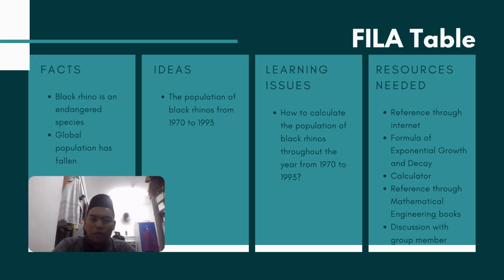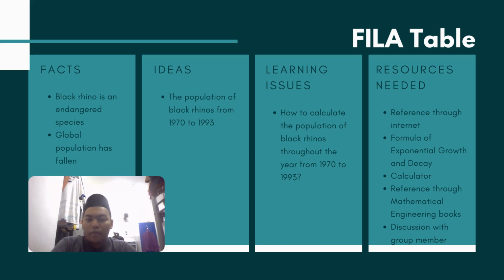Now we will talk about the filler table for the population question. The filler table consists of 4 things, which are the facts, ideas, learning issues, and resources needed. From the question, I found 2 facts: the first one, the black rhino is an endangered species, and the second one, the global population has fallen.